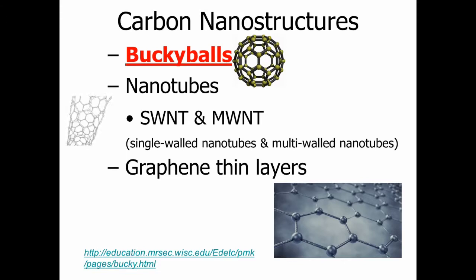There's buckyballs, which are the zero-dimensional nanostructures. There's nanotubes, and there's a distinction there between the single-walled carbon nanotubes and the multi-walled carbon nanotubes. The multi-walled nanotubes are kind of like the Russian dolls, where there's a doll within a doll within a doll. It's like a smaller diameter carbon nanotube encased in a slightly larger one, and you can picture that. Graphene is a single layer of carbon atoms. It's like a sheet of connected carbons.